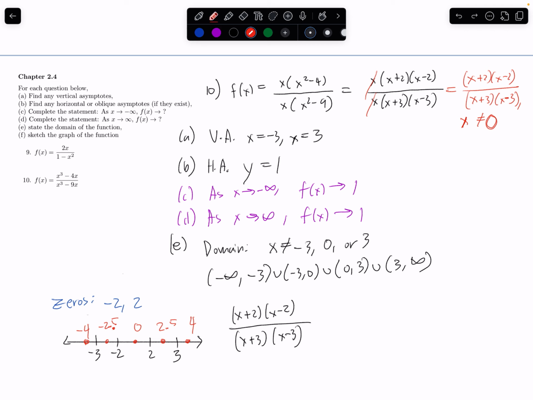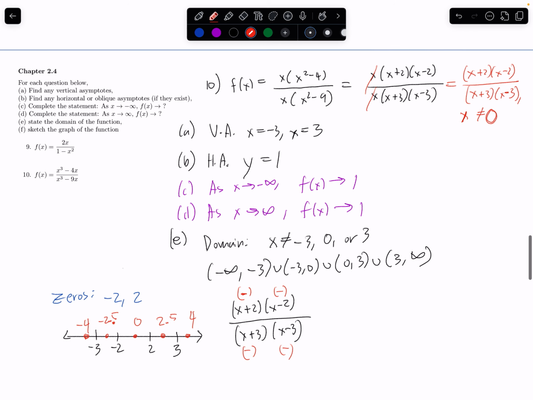So let's check though. -4, what happens at -4? -4 plus 2 is negative. -4 minus 2 also negative. -4 plus 3 negative. -4 minus 3 negative. So negative, negative, negative, negative makes it overall positive in that region. Yeah, positive. I've got 4 negatives, an even number of negatives, which makes it positive. Okay, negative 2.5 plus 2, that's a negative. Negative 2.5 minus 2, also negative. Negative 2.5 plus 3 is actually positive, and then negative 2.5 minus 3 is negative. So overall, that's going to be 3 negatives, making this area negative. Okay, what do I get if I plug in a 0?